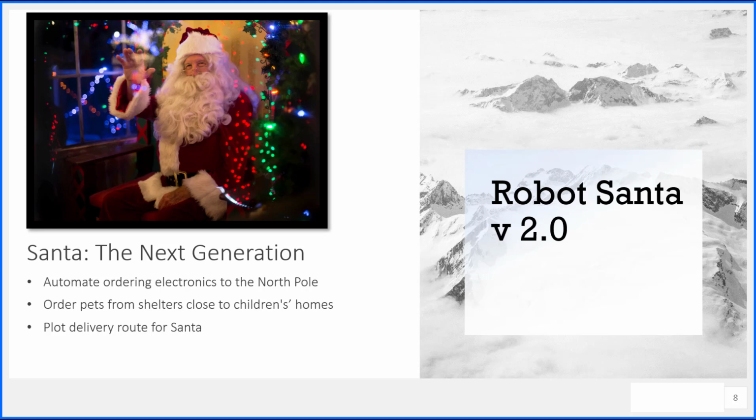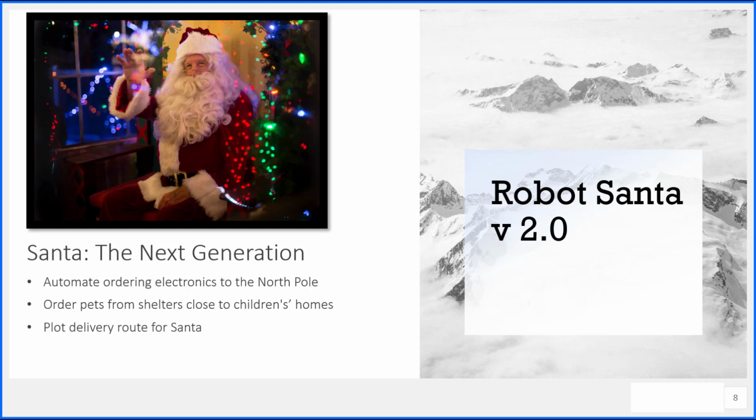So something that I wanted to do was automating ordering of electronics to the North Pole via something like Amazon. And that's something that's easily achievable within a product like an RPA, because they're very, very good at carrying out automated workflows within a web browser. So I could just have it go through, parse out the list of electronics, and put in orders for those products to the North Pole, and then they'll be there for Santa to deliver on Christmas night or Christmas Eve.